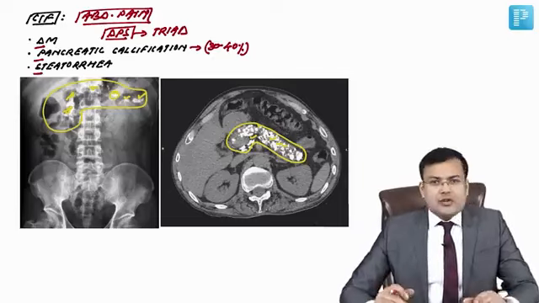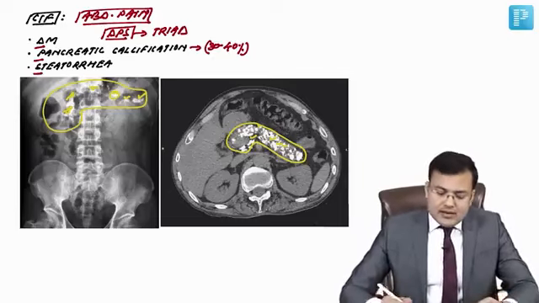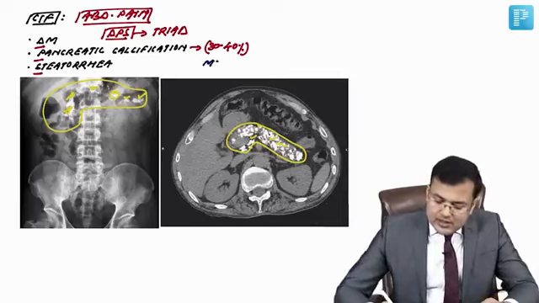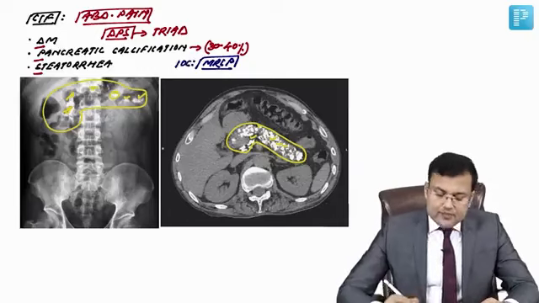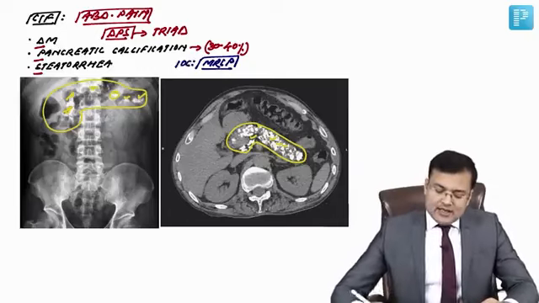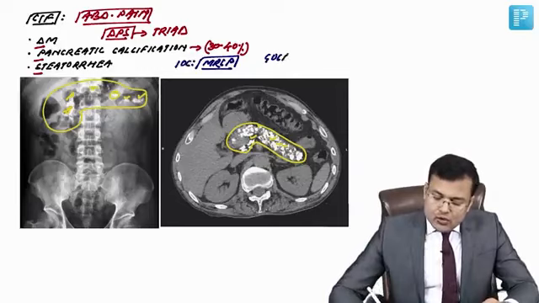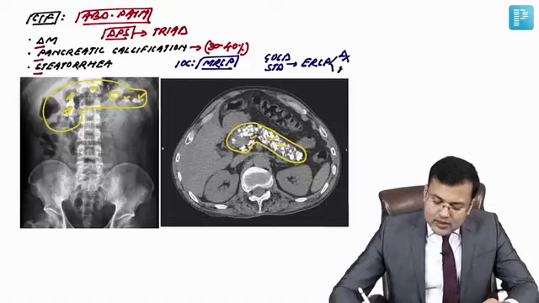What is the investigation of choice for diagnosis of chronic pancreatitis? The investigation of choice is MRCP. And what is the gold standard investigation, which can be diagnostic as well as therapeutic? The gold standard investigation is ERCP. Why? Because it is diagnostic and therapeutic.